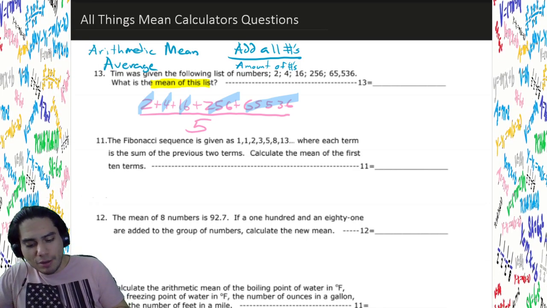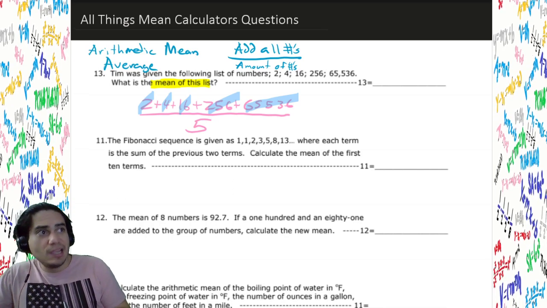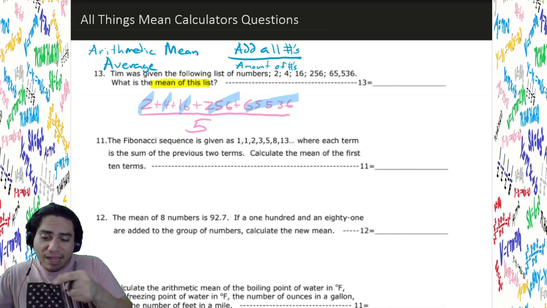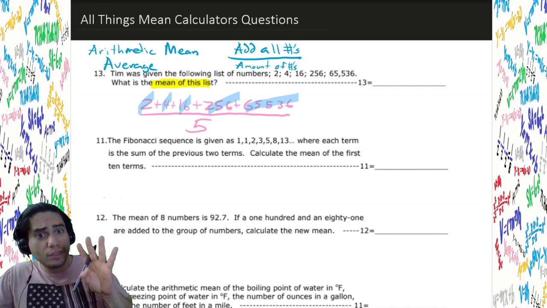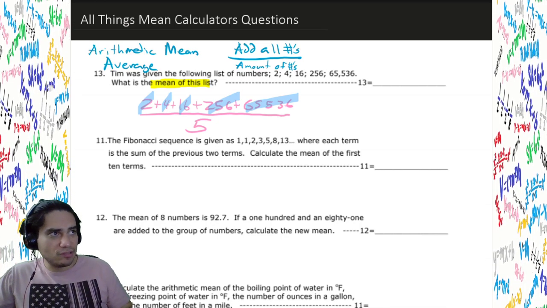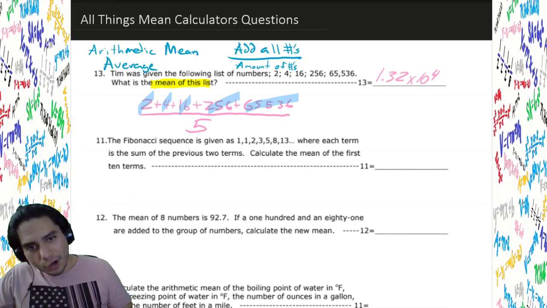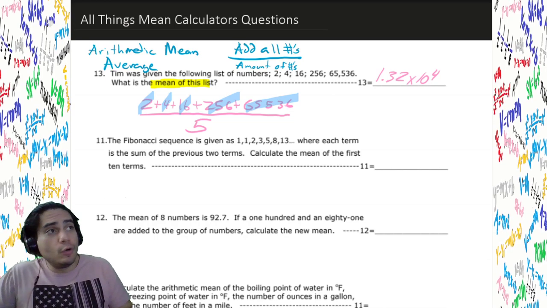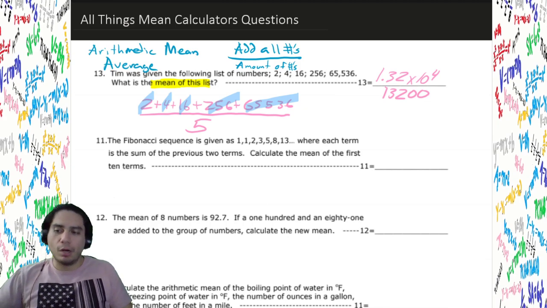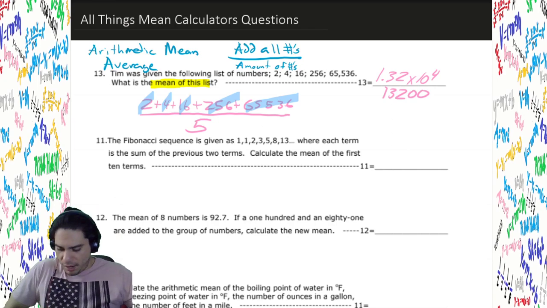We're going to go ahead and hit 2, enter. 4 plus, 16 plus, 256 plus, and 65,536 plus. We're almost done. I got 6.58 times 10 to the 4th. Okay, that's what I see. But we got to divide by 5. And now we got a great answer. 1.32 times 10 to the 4th. All right. Now, of course, we could go ahead and write it another way. 13200. All right, ladies and gentlemen. So it's as easy as that. But now we just got to do the problems. All right, so let's get it popping.